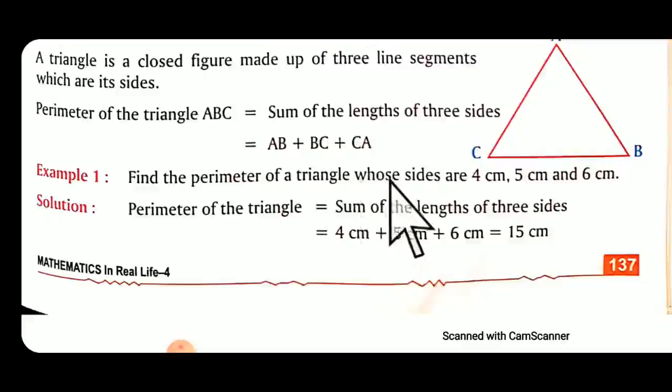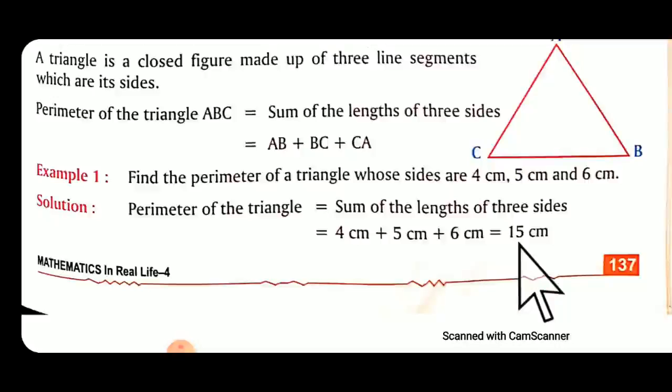Find the perimeter of a triangle whose sides are 4 cm, 5 cm and 6 cm. A triangle has 3 sides, so 3 sides are given: 4, 5 and 6. So, we have to add. Write down the formula. Perimeter of triangle is equal to AB plus BC plus CA, and then write down 4 cm plus 5 cm plus 6 cm.